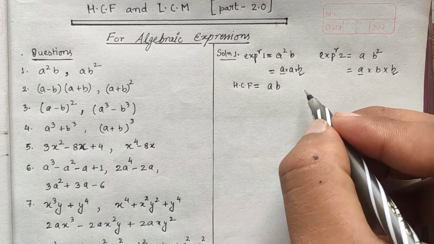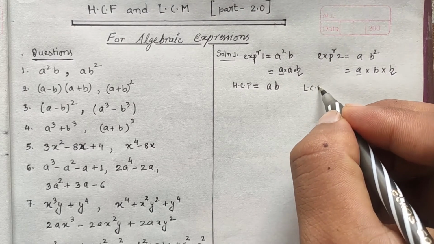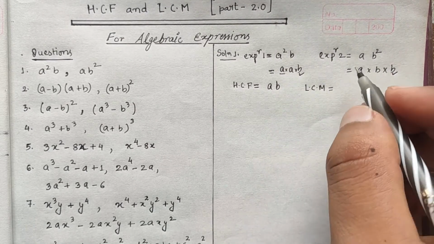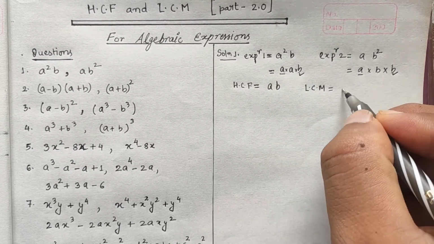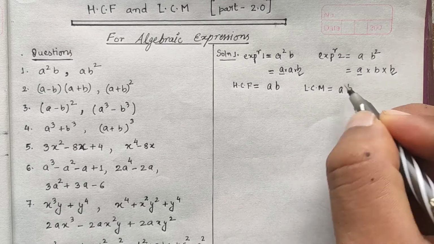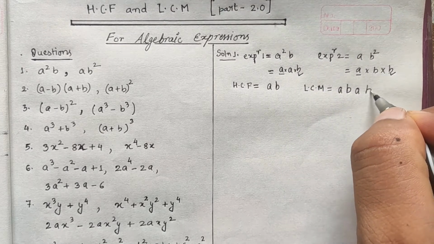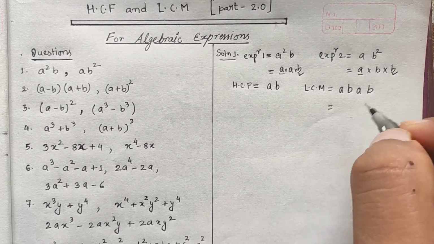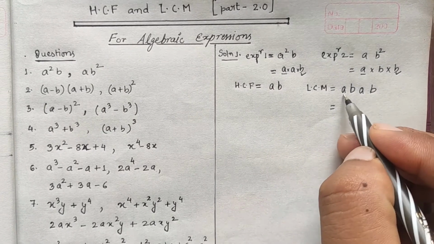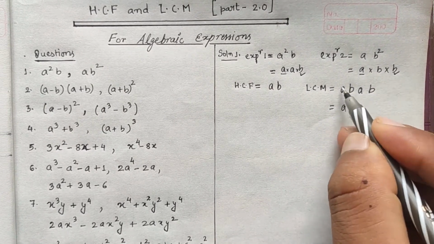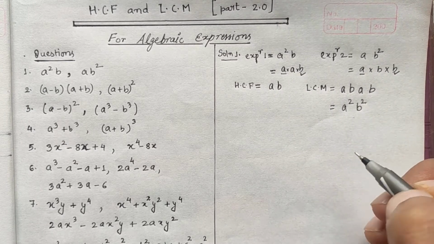Okay, this is the HCF of these two expressions. For the LCM of these two expressions, you have to write the common first. A is common, b is common. What's the remaining here? A. And what's the remaining here? B. Now we can write it in a suitable form, like a times a is a square, because base same, their powers are added, and b times b is b square. So this is your LCM.